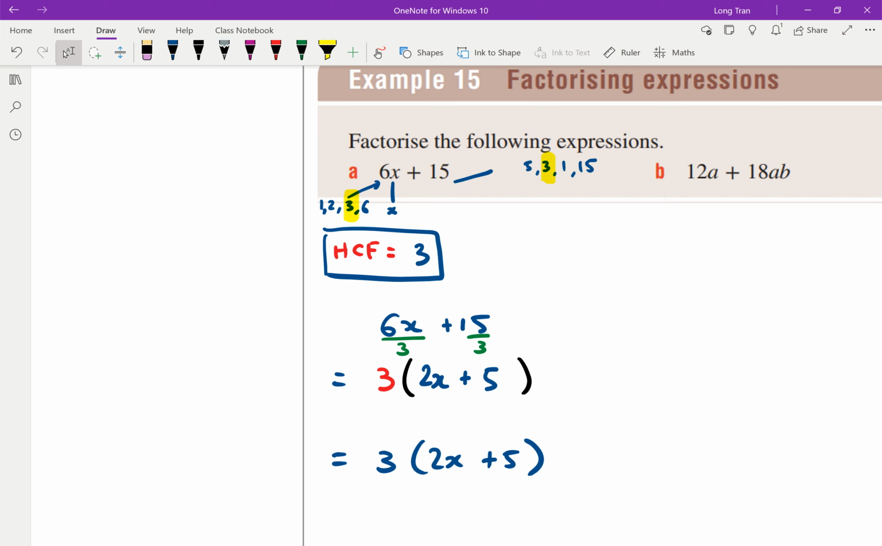Once you know it's 3, you need to divide each and every term by that highest common factor. That's where it's coming from. So the opposite of expanding, which is timesing, the opposite of that is divide. That's what you're actually doing.